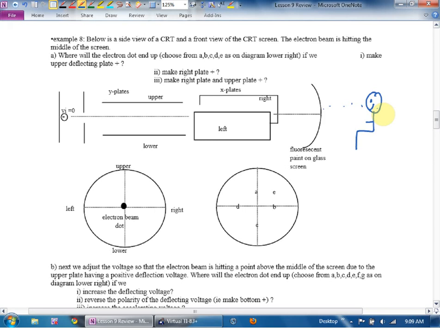So the electron's coming through here. When it gets into here, this plate is positive. Is that going to pull it towards the plate or away from the plate? Towards the plate, so it's going to go into the page, which means based on this guy's viewpoint, he's going to see the electron beam get deflected to B. Yep.